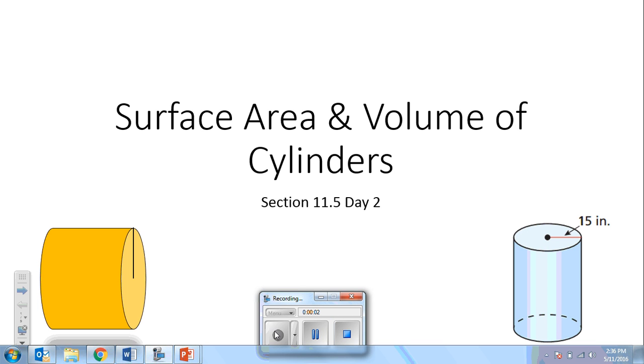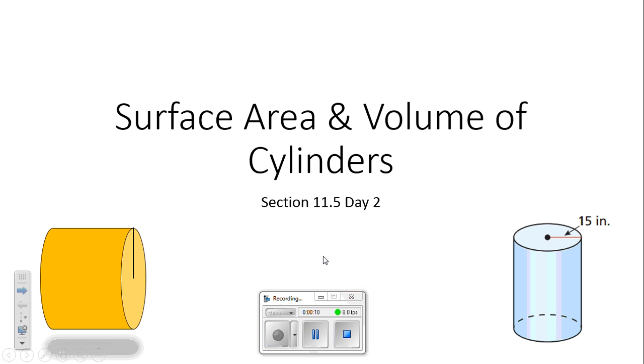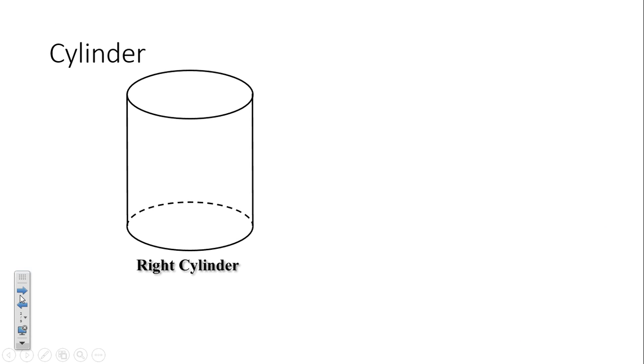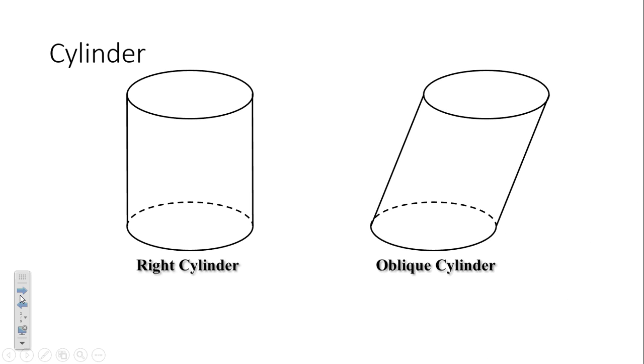Today's material is going to look very similar to what we were working with yesterday. Today we're talking about surface area and volume of cylinders, and it's very similar to what we did with prisms. Yesterday we talked about right prisms and oblique prisms. Today, this is a right cylinder and an oblique cylinder. Nothing special there. Nothing to write down, just want you to see what they both look like.